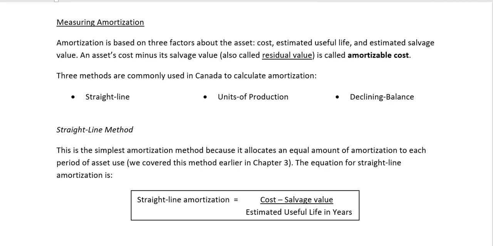Measuring amortization. Amortization is based on three factors about the asset: the cost, the estimated useful life, and the estimated salvage value, also called residual value. An asset's cost minus the salvage value is called amortizable cost. Three methods are commonly used in Canada to calculate amortization. We have straight line, units of production, and declining balance. More specifically, double declining balance, what we'll do in this class.